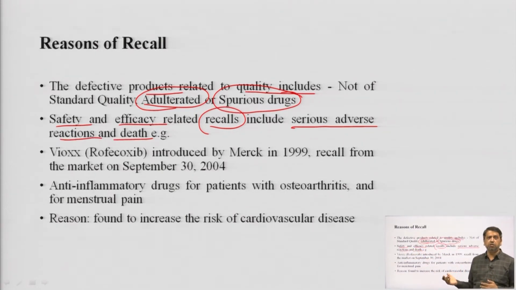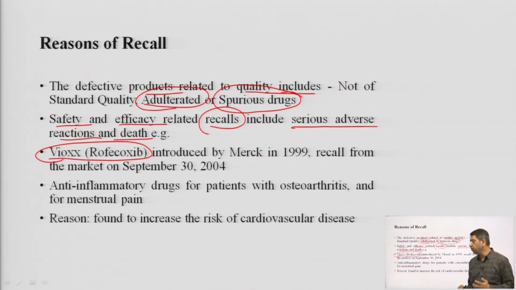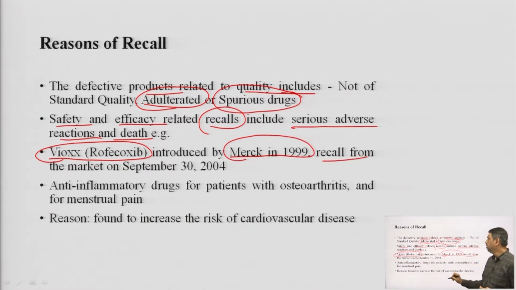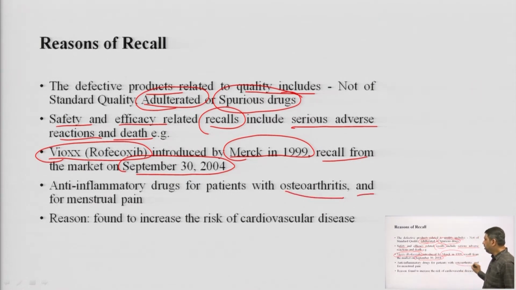So, this may also be a reason for the recall of any pharmaceutical product. There is an example. There was a product, Vioxx, which is a brand of rofecoxib, that was introduced by Merck in 1999, and that was recalled from the market on September 30, 2004. This is a very good anti-inflammatory drug, and this was basically used for osteoarthritis and for menstrual pain in women.